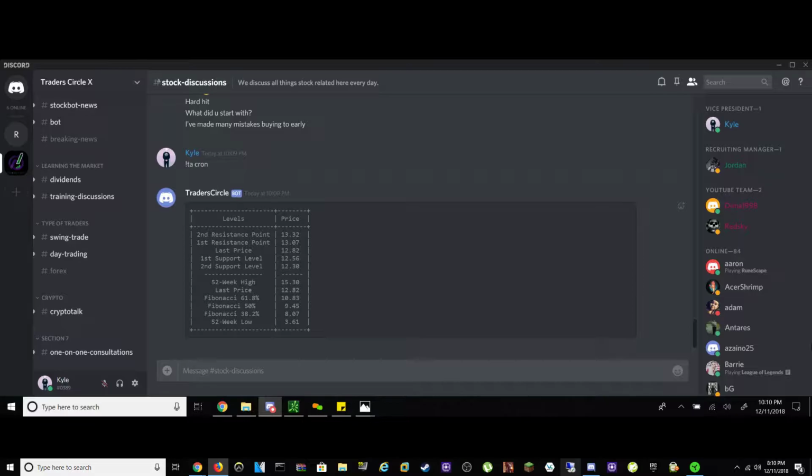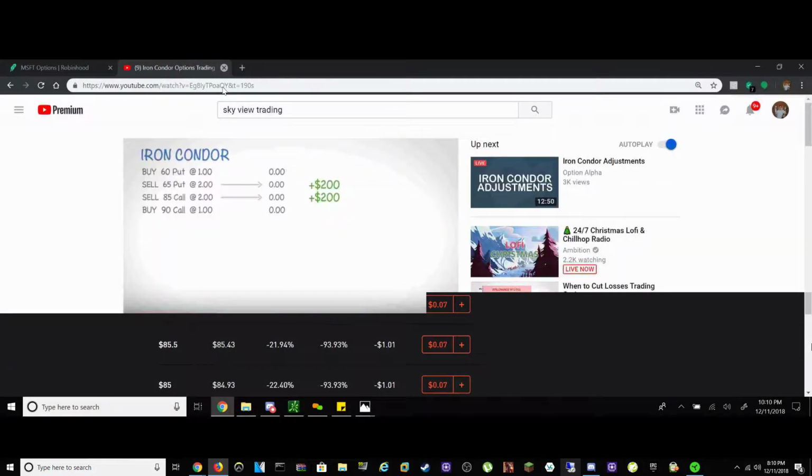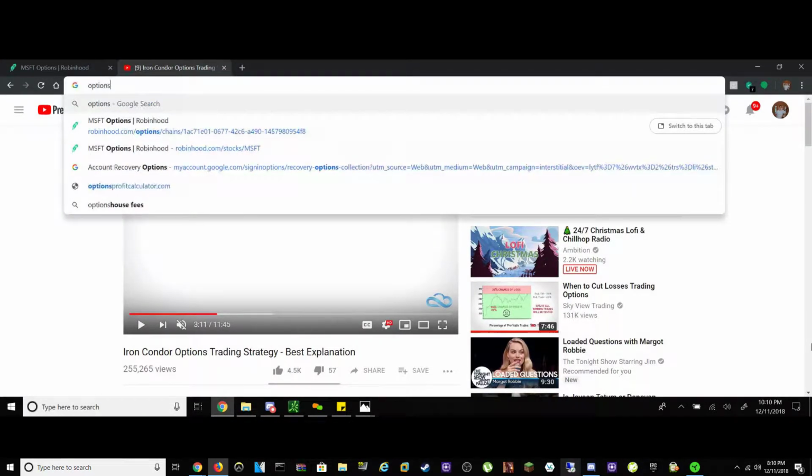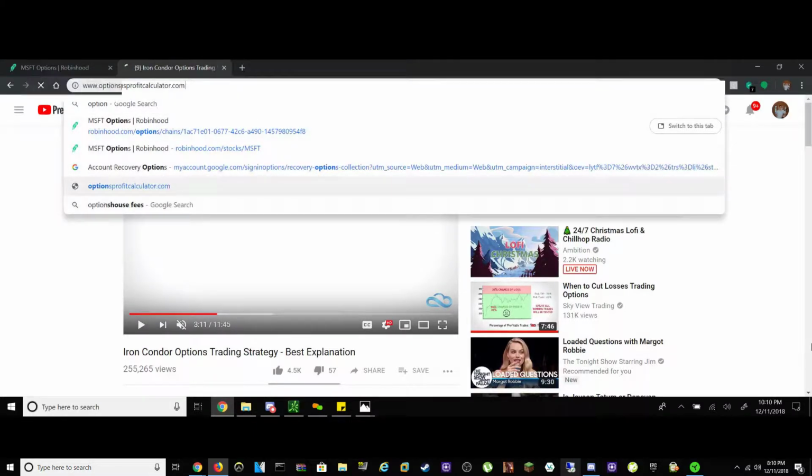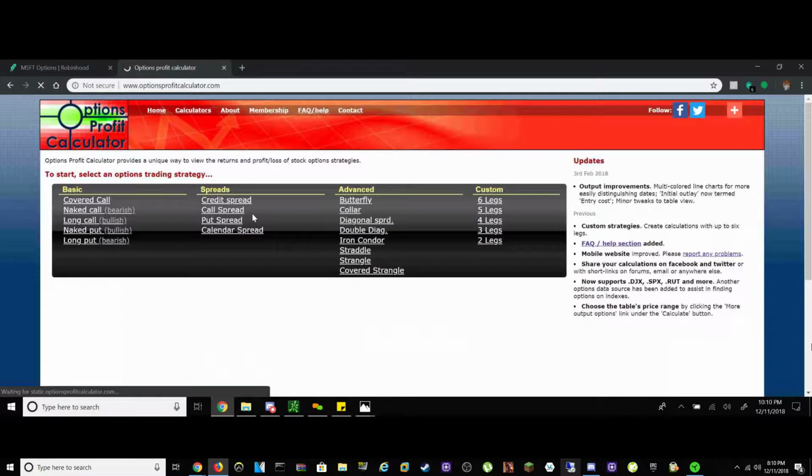Okay. How do you calculate potential profits of a call or a put? Okay, so everybody pay attention. If you're not paying attention, pay attention now. Go to this website right now, if you can. It's called Options Profit Calculator. This is going to be your best friend when it comes to calculating your profits, if you want to know if a call or a put or a spread is worth it.